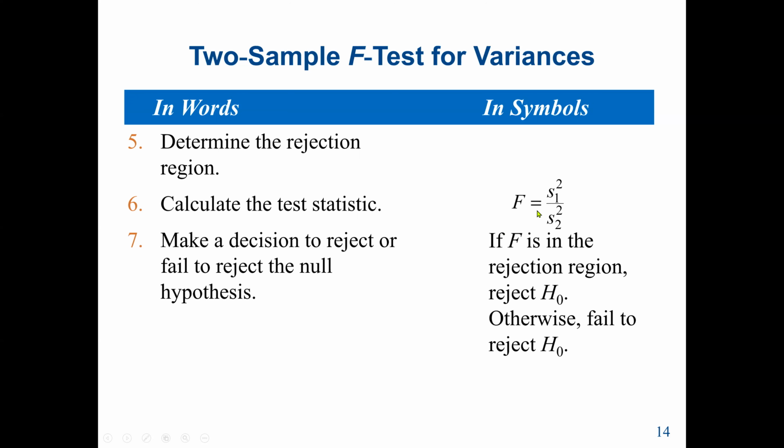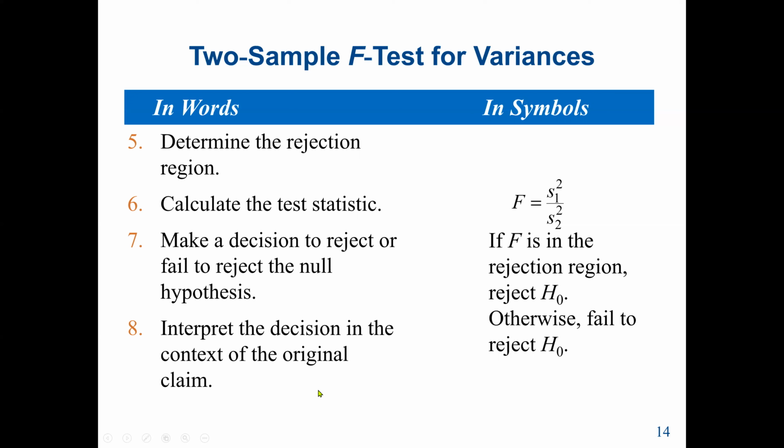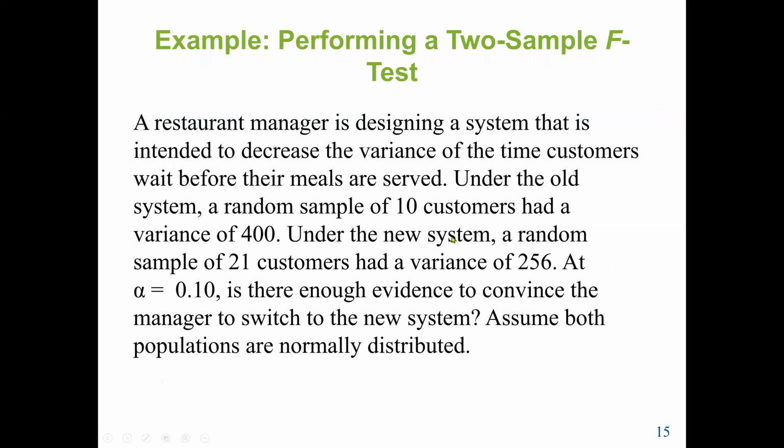After we find the F, we can make a decision to reject or fail to reject the null hypothesis, depending on whether F falls in the rejection area or acceptance area. Then we interpret the decision in the context of the original claim. So for most of the tests we have done, the steps are the same. Only the formulas change because we are testing different things or different types of variables. So let's see the example here.